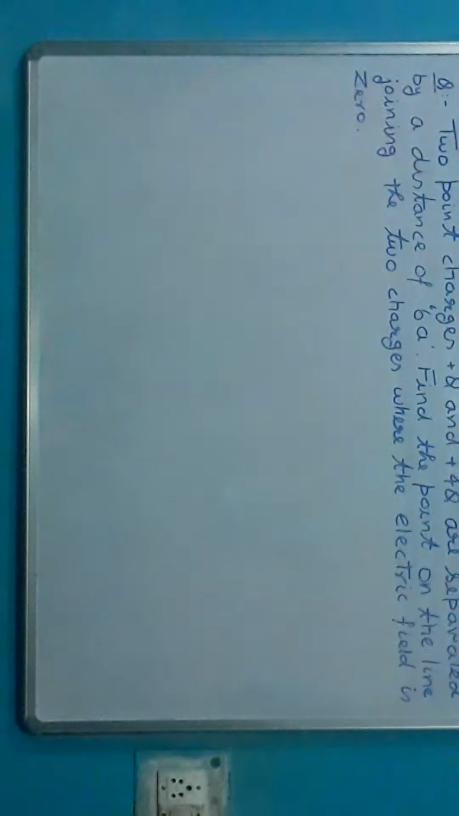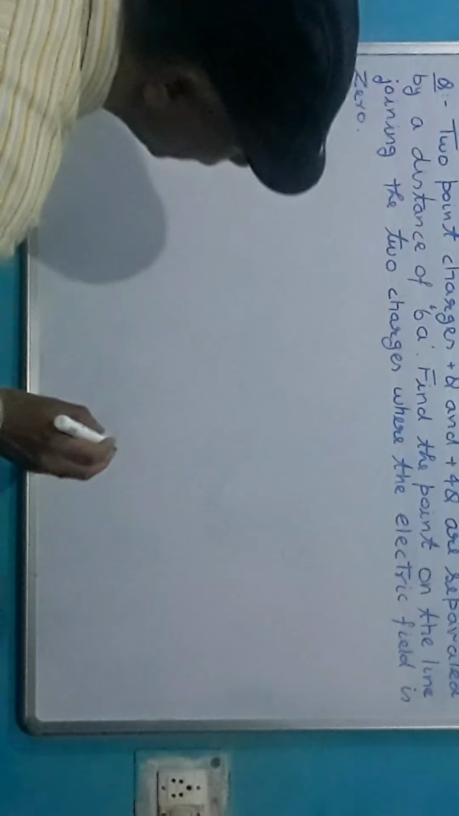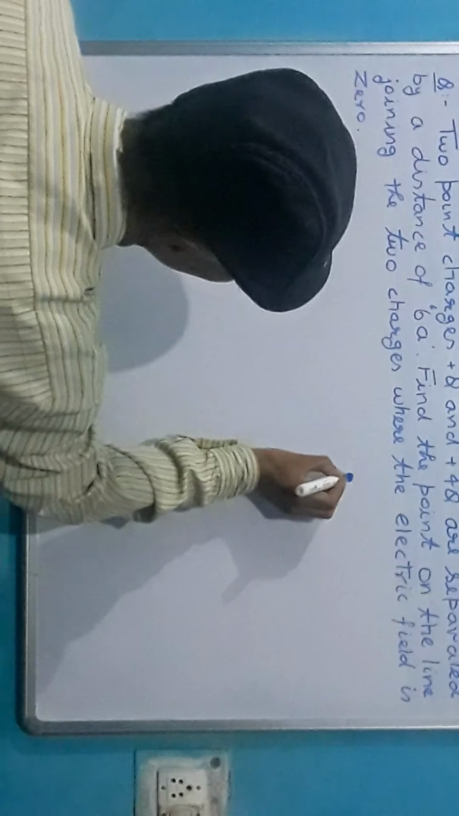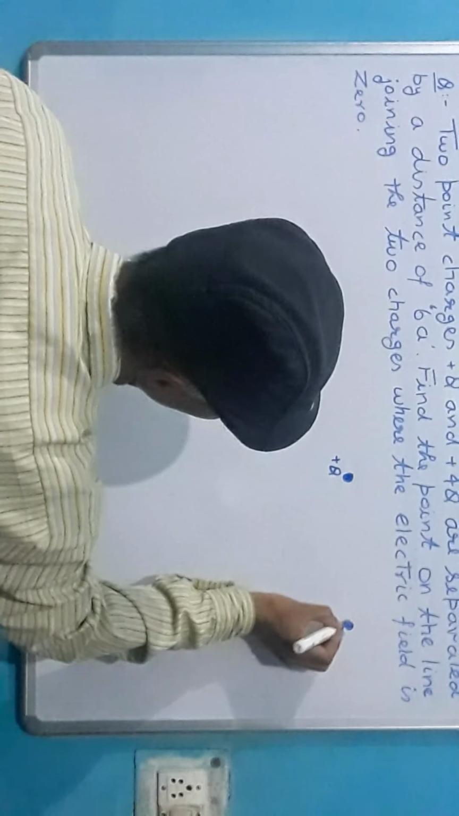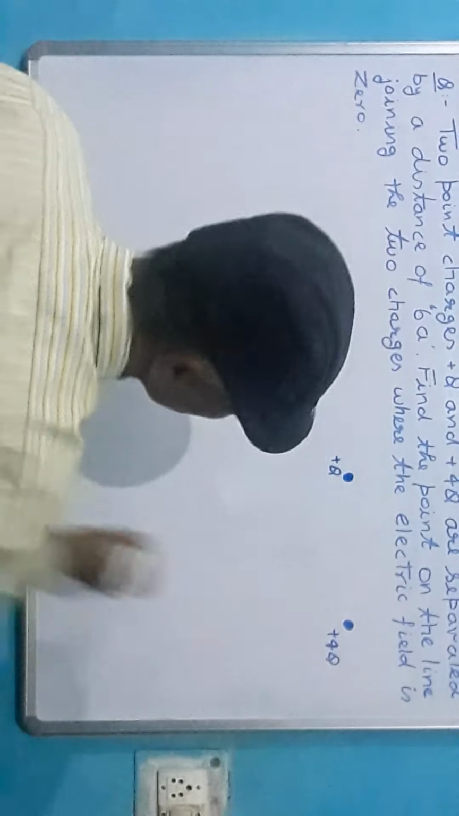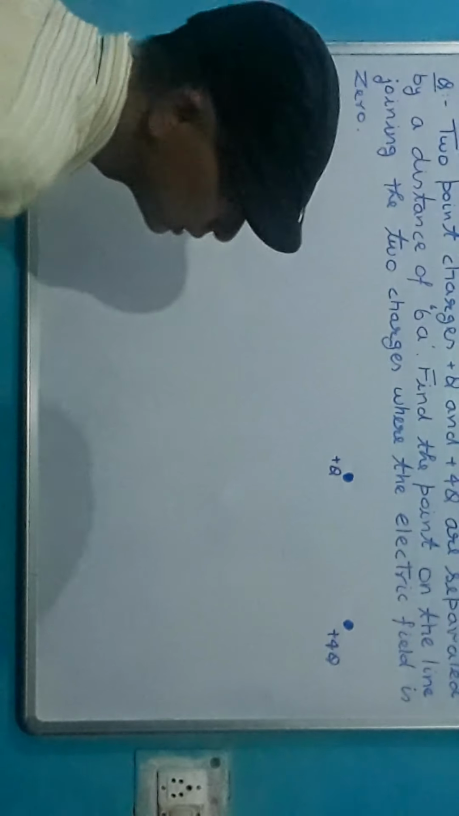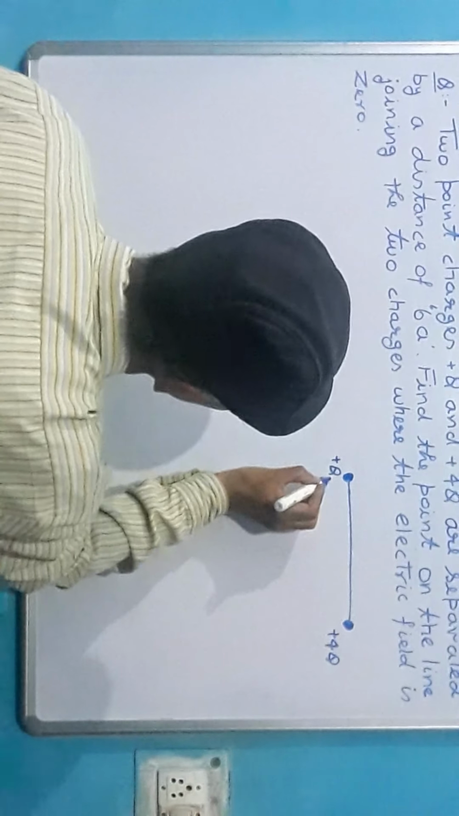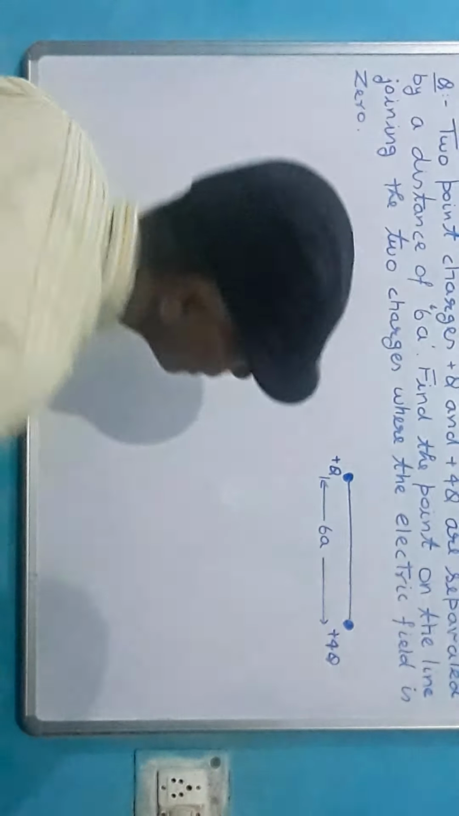The problem states that we consider two point charges, plus q and plus 4q. This point charge is plus q and this is another point charge, plus 4q. So I have two point charges, plus q and plus 4q. They are separated by a distance, and the distance between these two point charges is 6a.